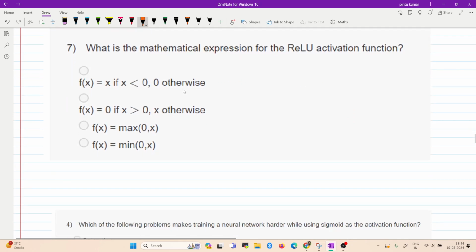Okay. This one is asking what the mathematical expression for the ReLU function is. This is quite simple; we have just done this. Yeah, third one, sir. The third one is the correct answer.